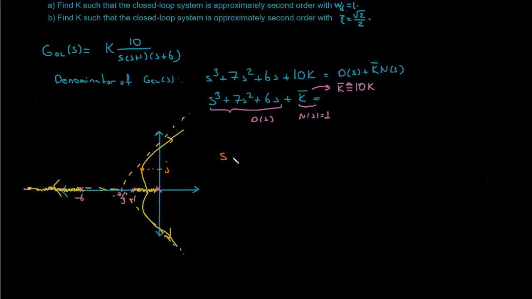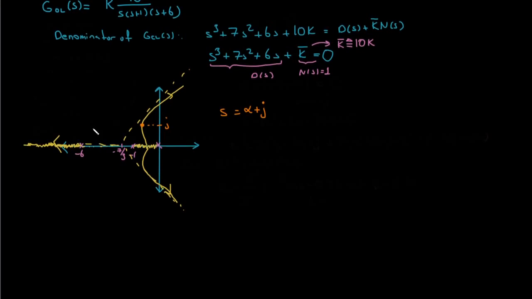So we can say that let s be equal to alpha plus j. So if at that point s is equal to alpha plus j, then I will have a closed loop system approximately second order with omega d equals 1. Alright? So if I would like to find the corresponding alpha and k value, I will just replace s with alpha plus j in this equation and solve for k bar and alpha. So let me do it down there.